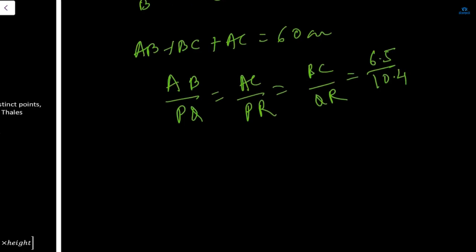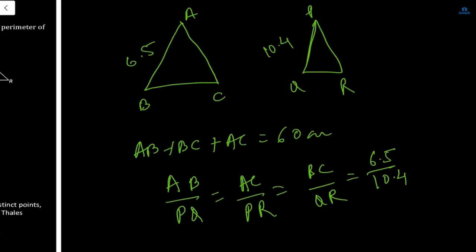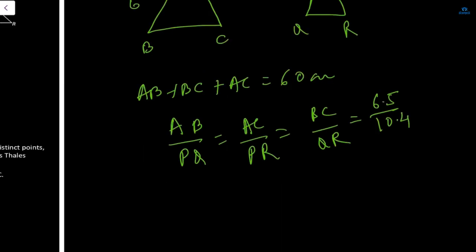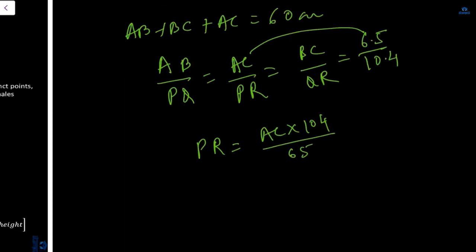You need to find out the perimeter, so we need PR and QR. If you are going to find PR, PR will be AC into 104 upon 65. And QR will be 104 into BC upon 65. Am I right?